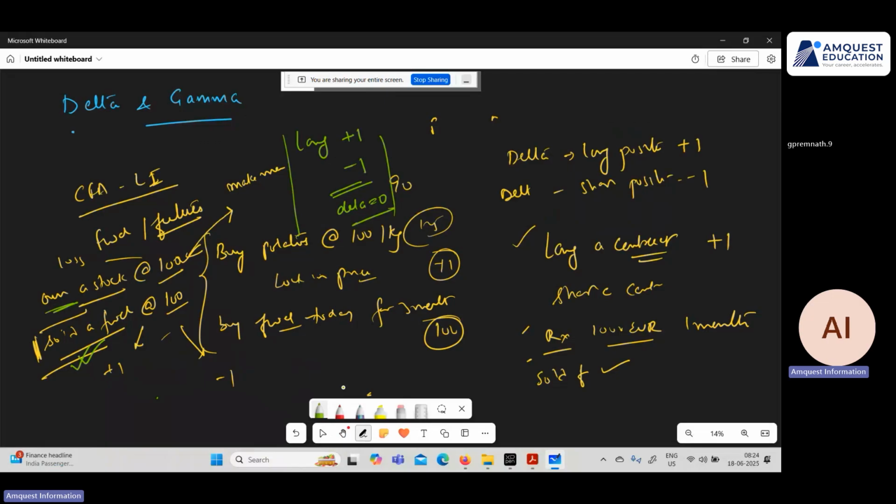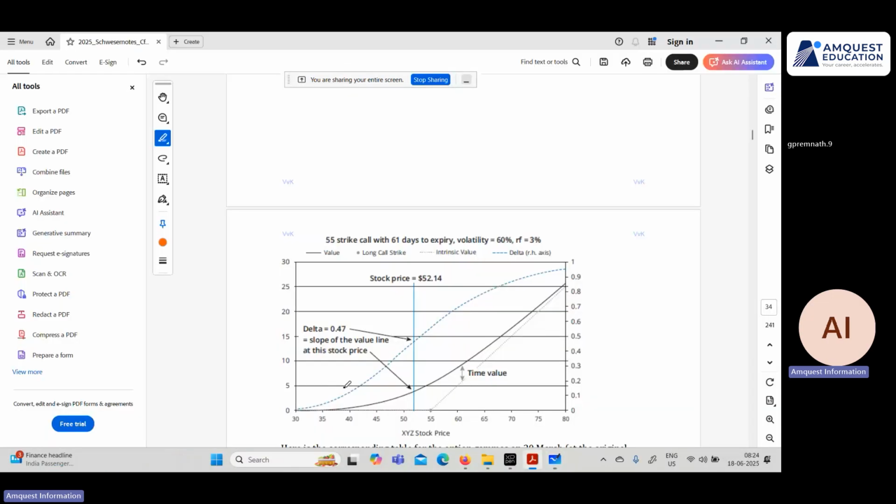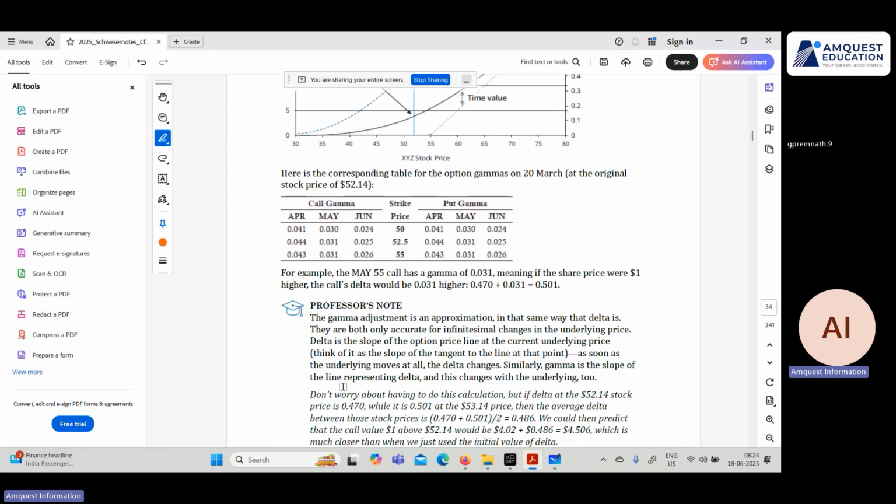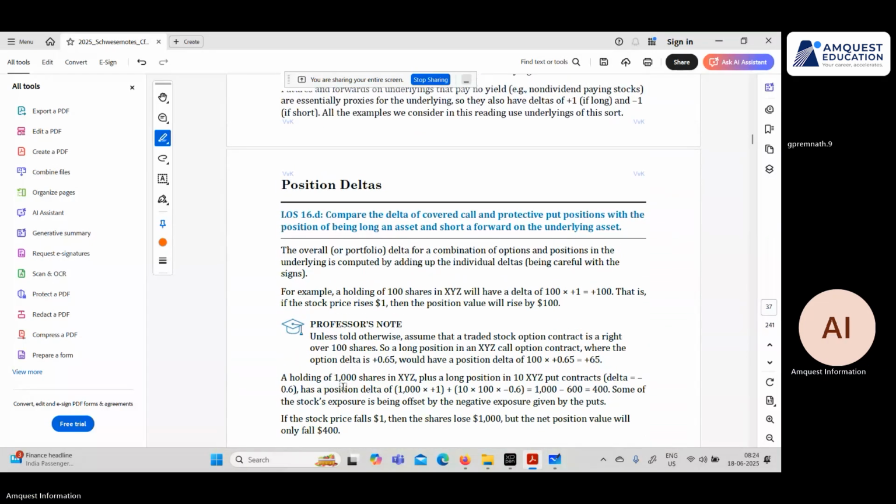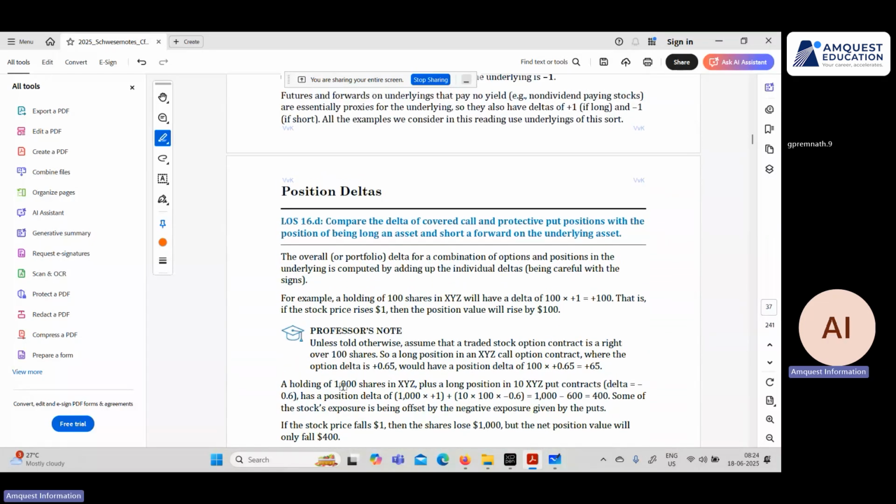There's one more statement, and then let's just validate if we are okay with this, so that in case we get any questions in the future, we would know. Can you just read this professor's note? The overall or portfolio delta for a combination of options and positions in the underlying is computed by adding up the individual deltas, being careful with the signs.